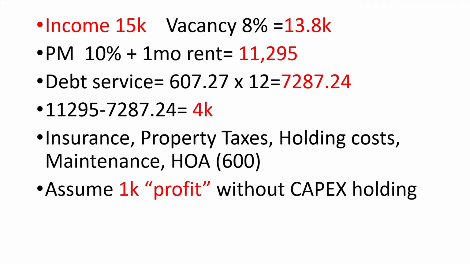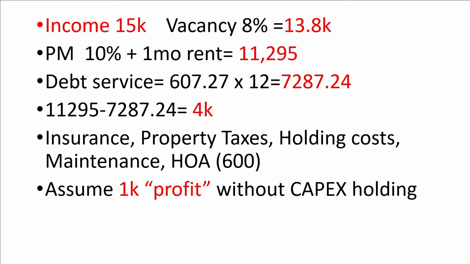So then you get done with all of those expenses, and then you go, okay, well, I'm making $1,000 a year. That's not counting paying down the mortgage, not counting appreciation, equity. It's not counting that. This is just cash. But let's assume that we're making $1,000 profit. The problem with that assumption, again, is that you're not doing any type of capital expenditure holding.